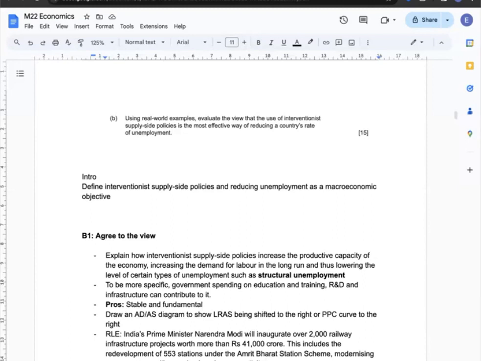And I can draw an AD-AS diagram to show the LRAS curve being shifted to the right, or maybe the PPC curve shifting to the right. And a real world example that I can use would be India's Prime Minister Narendra Modi will inaugurate over 2,000 railway infrastructure projects. This includes the redevelopment of 553 stations under the scheme, modernizing passenger amenities and enhancing connectivity. So that's the example.